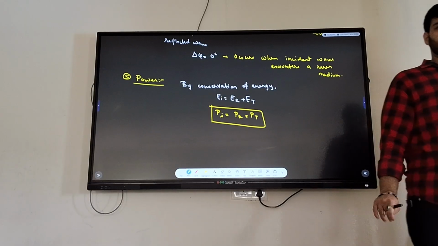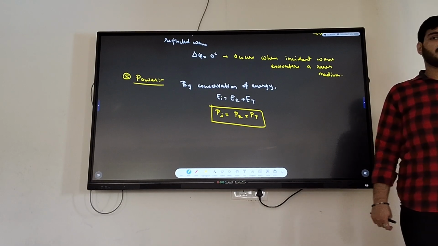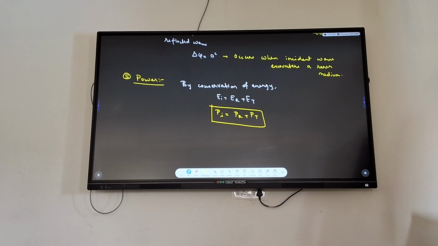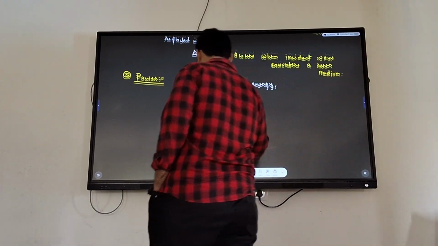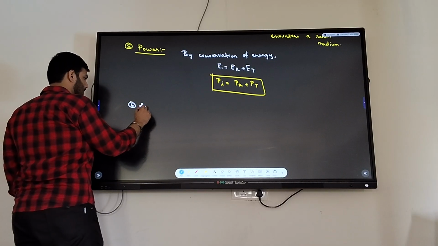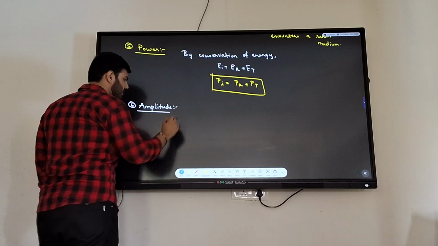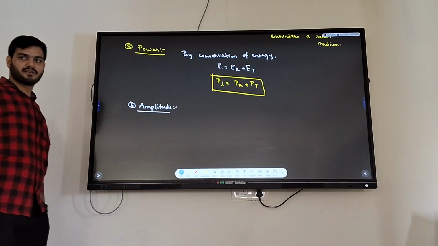Is there any problem here? Wait. I just want to talk about the last point and then I will do one derivation, then we will be done. So can I write the point? Yes. That is amplitude. What will happen to amplitude? And this is very interesting. I am just writing the formulas now and then we will try to derive it later.